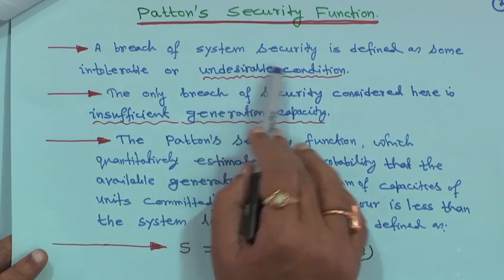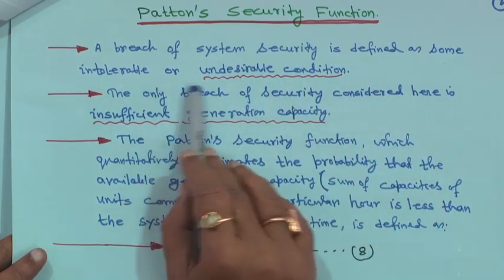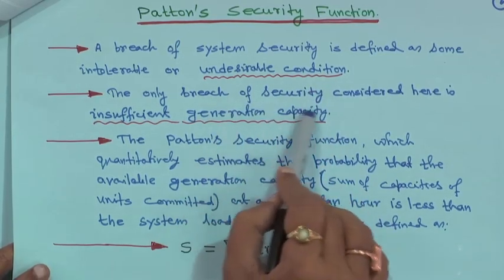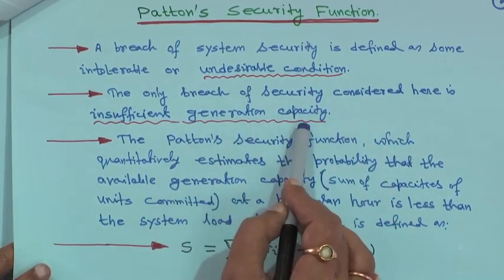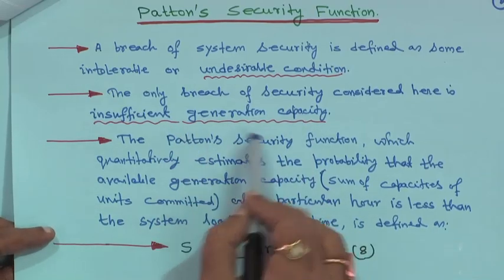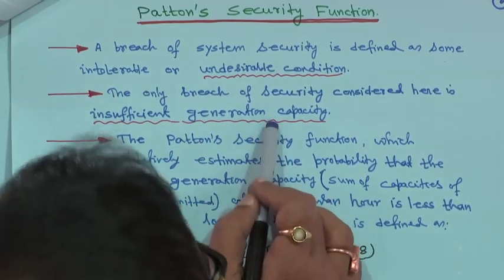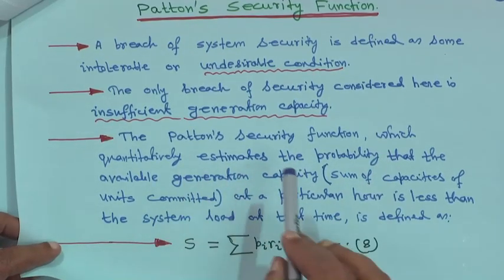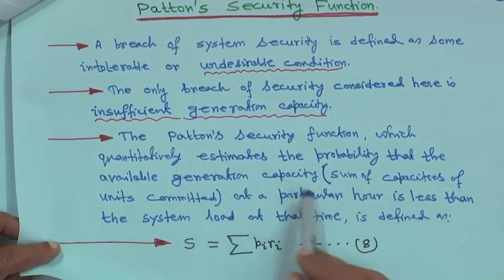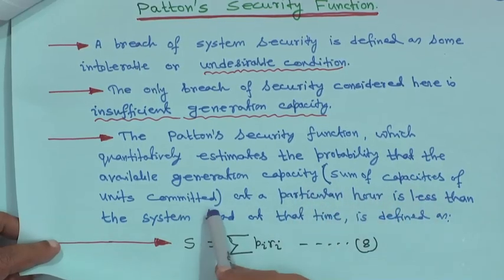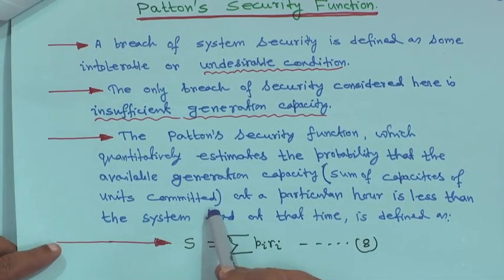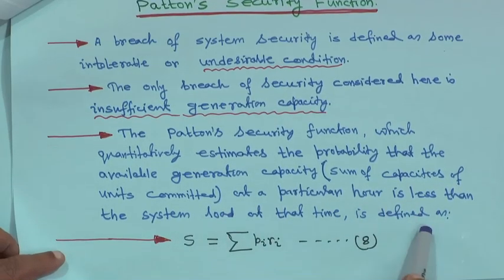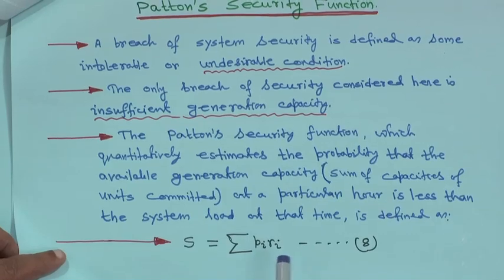A breach of system security is defined as some intolerable or undesirable condition. The only breach of security considered here is insufficient generation capacity. The pattern security function, which qualitatively estimates the probability that the available generation capacity, that is the sum of capacities of units committed, which are actually running at a particular hour, is less than the system load at that time, is defined as S equals sigma Pi Ri.